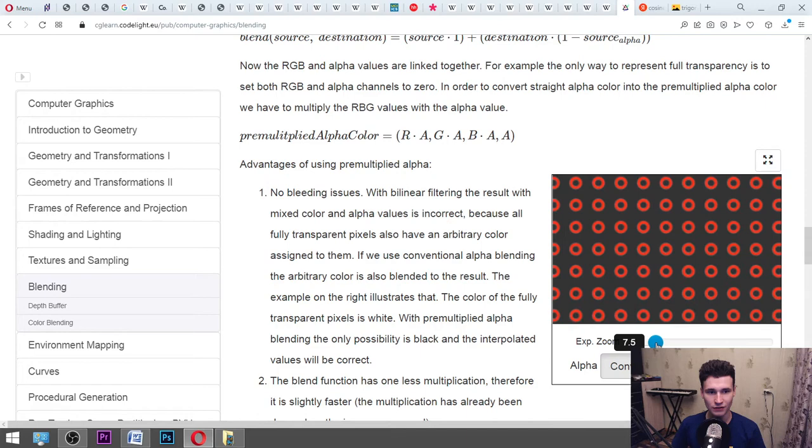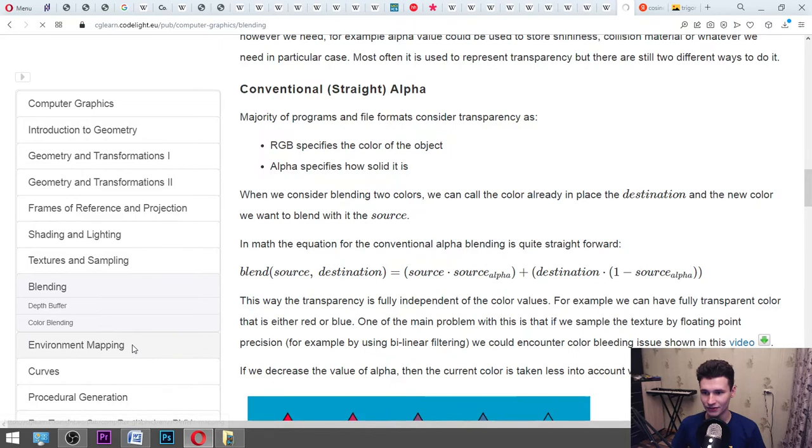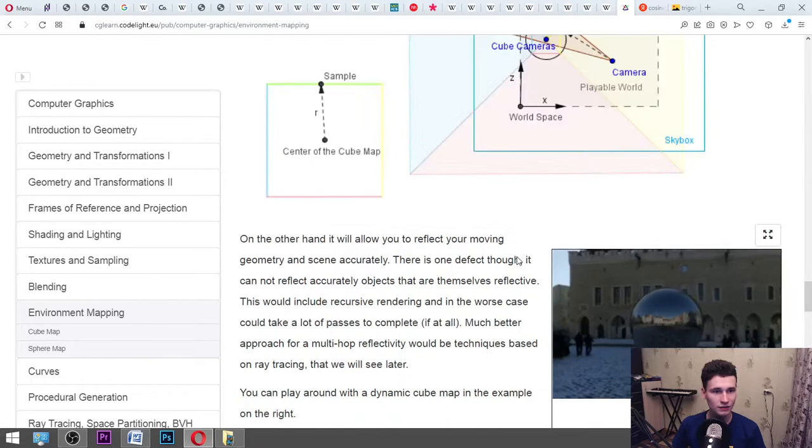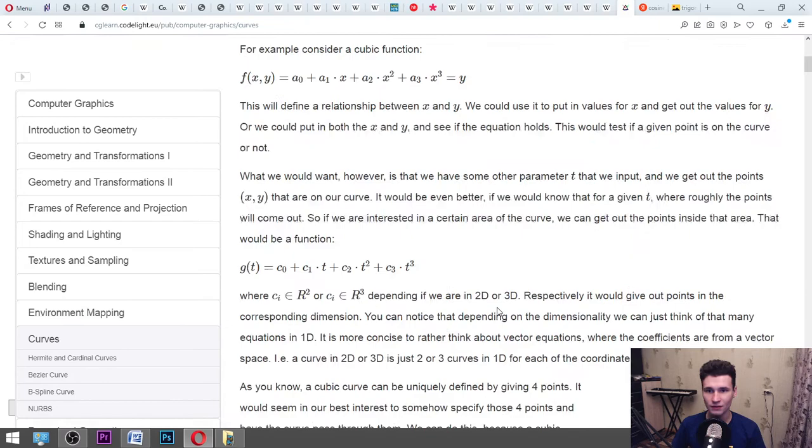Yes, and environment mapping. We have the world, space, skybox, positive, negative. Here incident, surface, they are moving. It is actually the amazing thing. And curves we have. They are 2.0, 1, 2, 3.